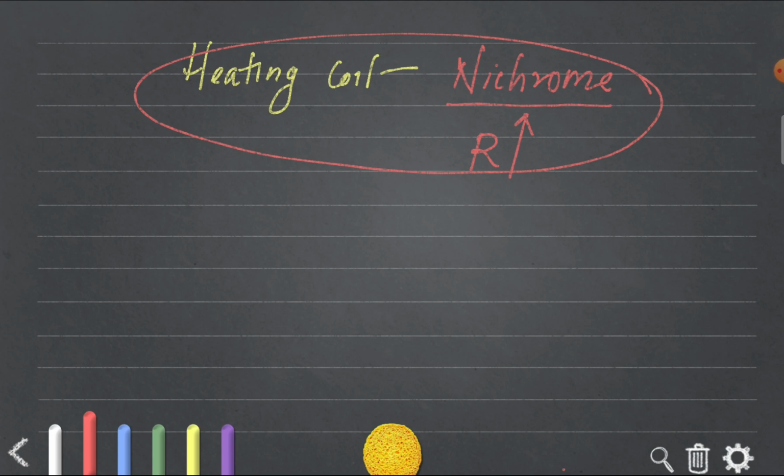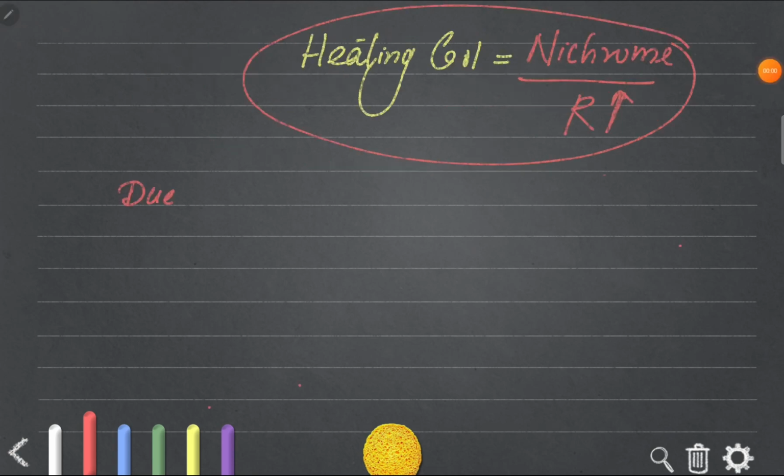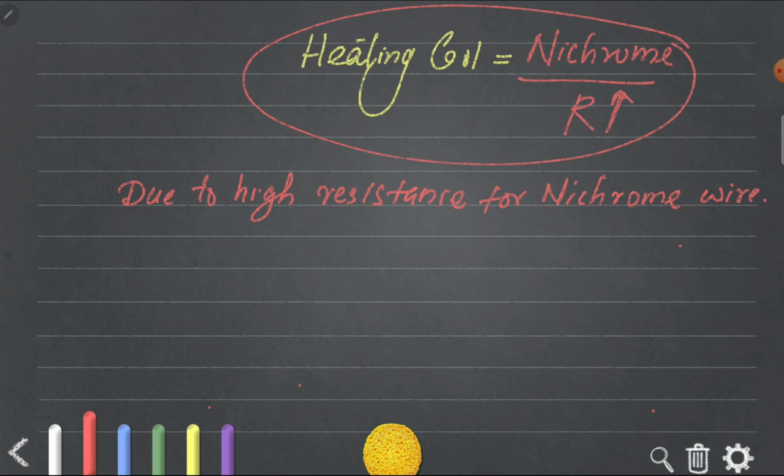How does the Nichrome wire become red hot while passing electricity through the circuit? Whenever electricity is passed through the circuit, this Nichrome wire becomes red hot. Now, how is that possible? It is possible due to the high resistance of the Nichrome wire. As I told you, Nichrome is an alloy with a high value of resistance, and due to this, the energy that we have provided in the input of the circuit is converted into heat energy.